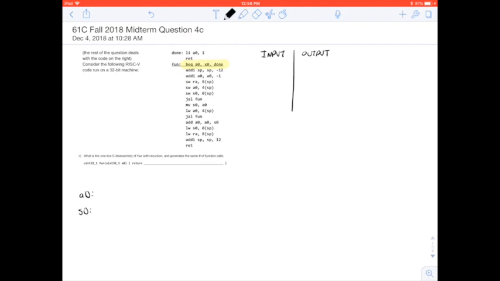At done, 1 is loaded into A0 and the function returns. So when A0 is equal to 0, we set A0 to 1 before returning. Now let's see what happens when we try inputting the value 1 into A0.